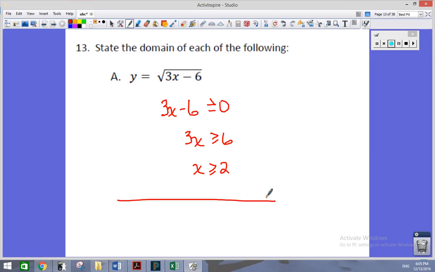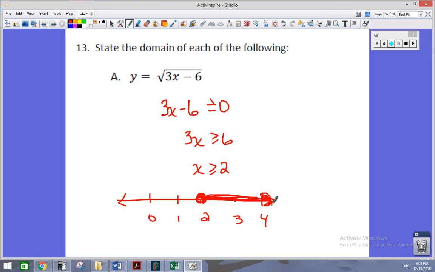So on a number line, here's 0, 1, 2, 3, 4. And if you pick values that are bigger than 2, I guarantee you when you plug them into this radical, that first number is going to be so much bigger than 6 that when you take 6 away, it'll still be positive. But if you plug in a number like 0, you've got 3 times 0, which is 0, and 0 minus 6 is negative, and we can't take the square root of negative 6 in the set of real numbers.